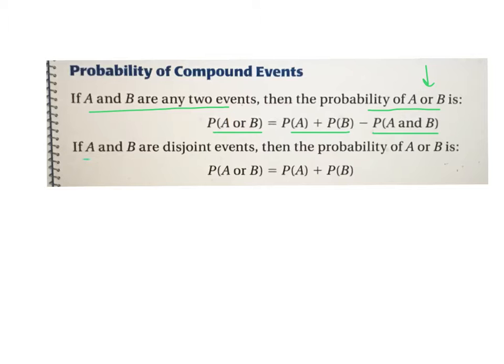Now, if they're disjoint or mutually exclusive, that means they don't have anything in common. You just add the two: P of A plus P of B, probability of A plus probability of B. Again, if they have stuff in common, don't count it twice. You must subtract that out. If they do not have anything in common, you just add their two probabilities together. I'm going to show you several examples here so you can see the difference.